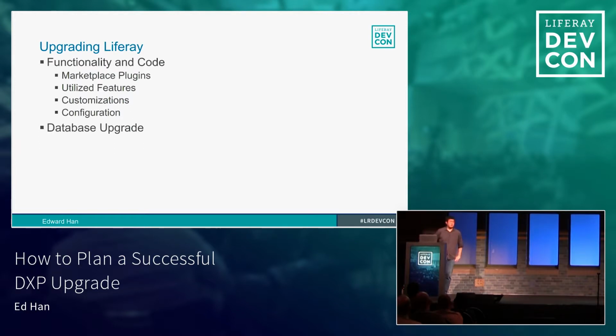So what does it take to upgrade Liferay itself? There are two big categories when dealing with a Liferay upgrade. First of all is the functionality in code. This includes things like the marketplace plugins. You need to take a look at the features of Liferay that you're utilizing. You need to take a look at what you're customizing, so the code that you deployed in the plugins SDK, and also the configuration that you have for Liferay. And the last big one is the database upgrade. This involves actually upgrading the Liferay 6.x database schema up to Liferay 7.0 and beyond.